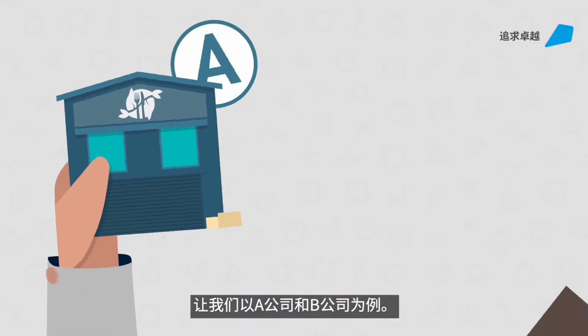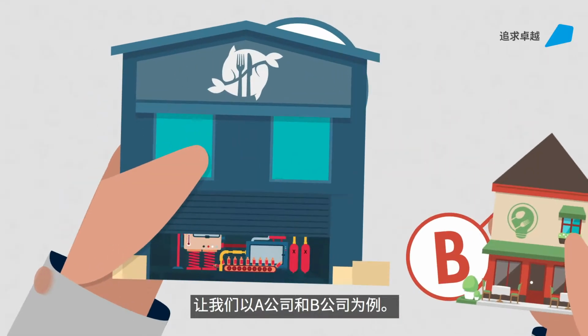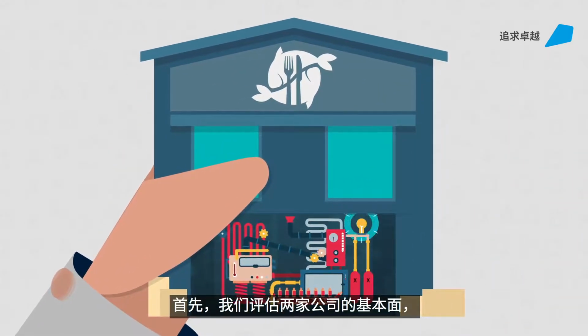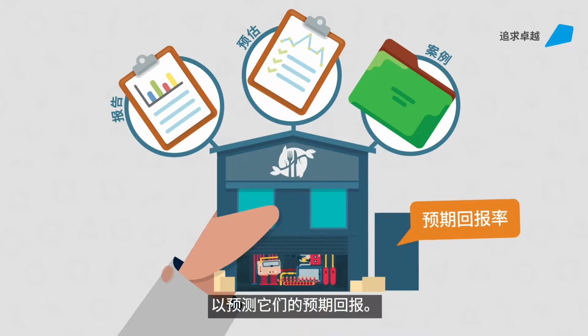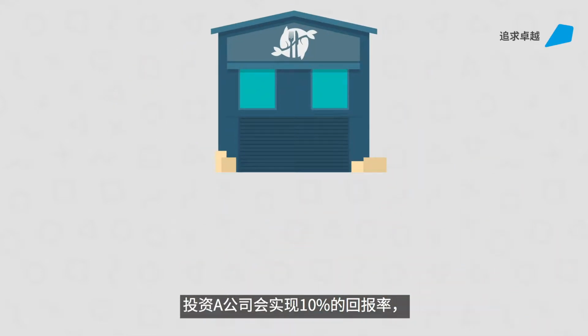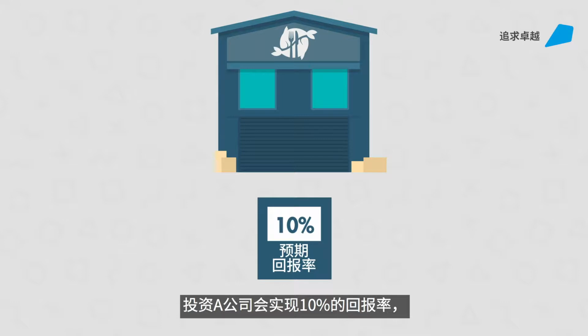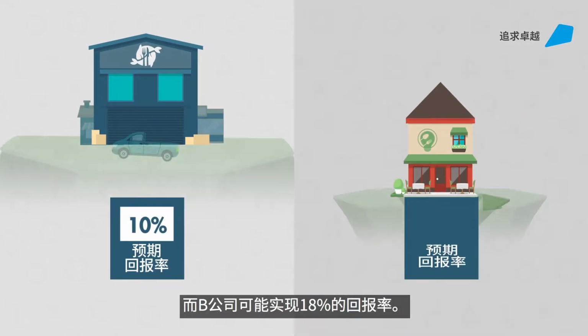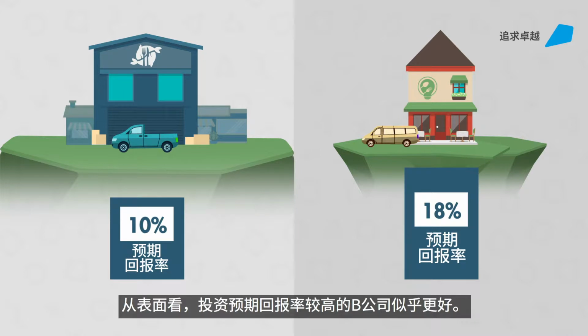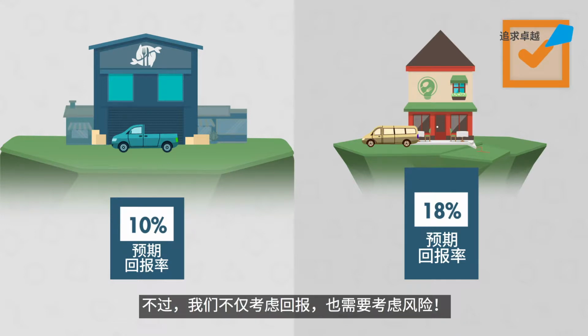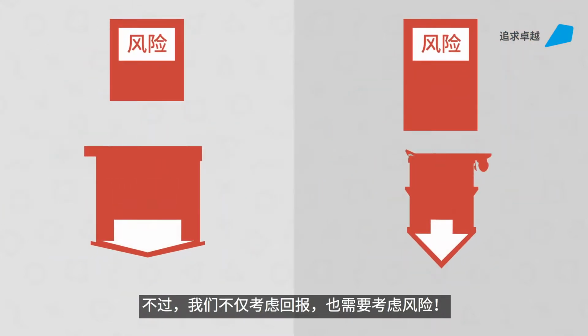Let's look at two investments, Company A and B. We start by assessing both companies' fundamentals to project their expected returns. Here, an investment in Company A could potentially yield a 10% return, while Company B may deliver 18%. At face value, an investment in Company B looks better because of its higher expected return. But that's not all. We have to consider risks too.